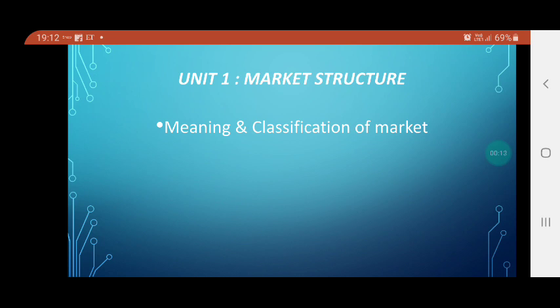So, in the previous lecture, we discussed the syllabus and the paper pattern of this subject. In today's lecture, we are going to start with our first unit, that is market structure. Under this unit, we would be starting our first topic, that is meaning and classification of market.